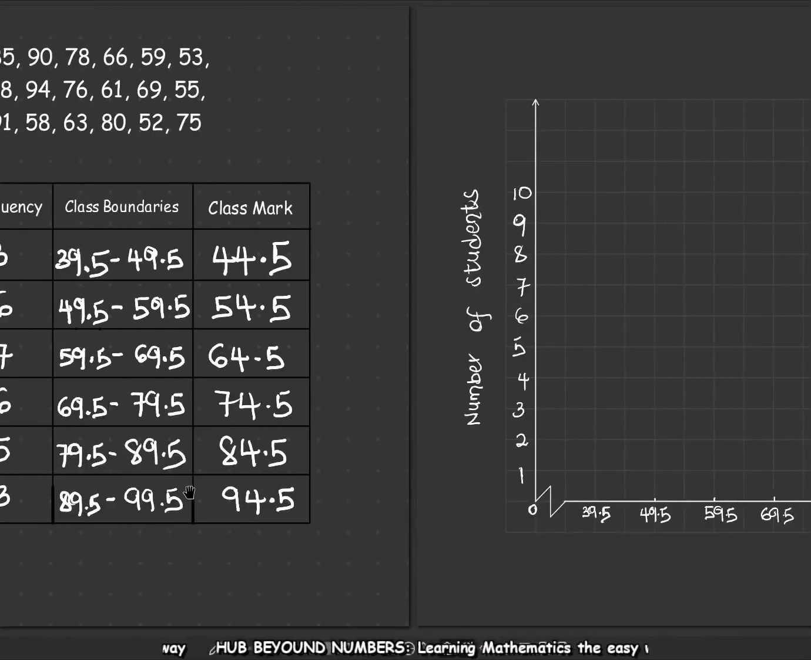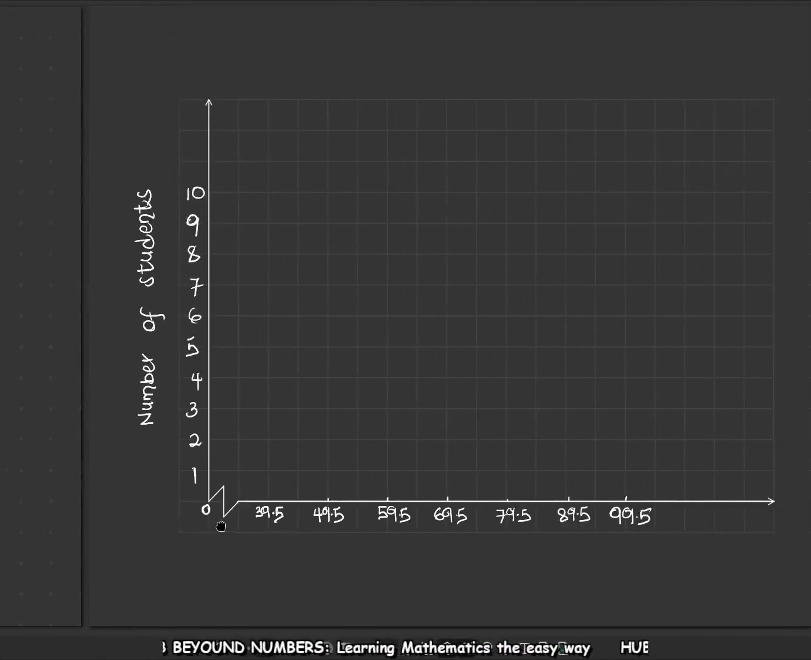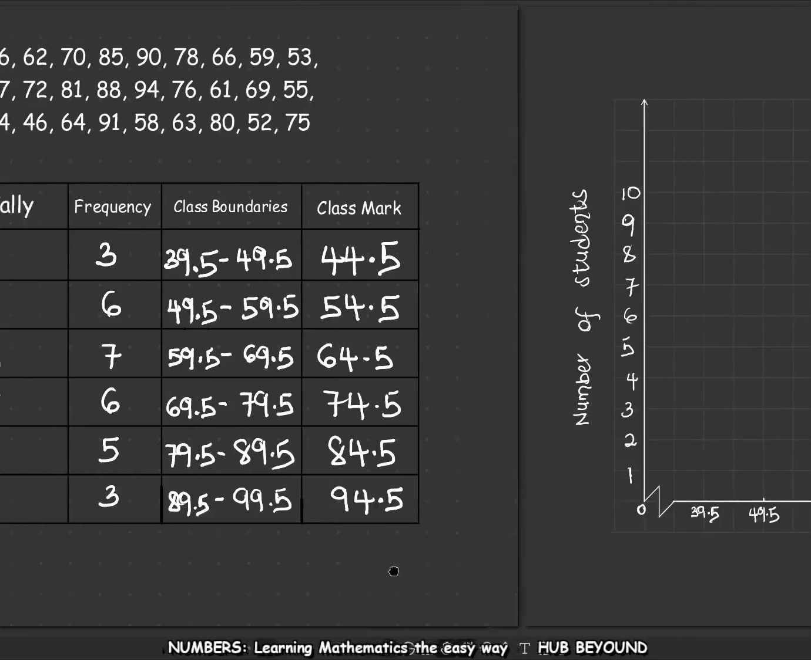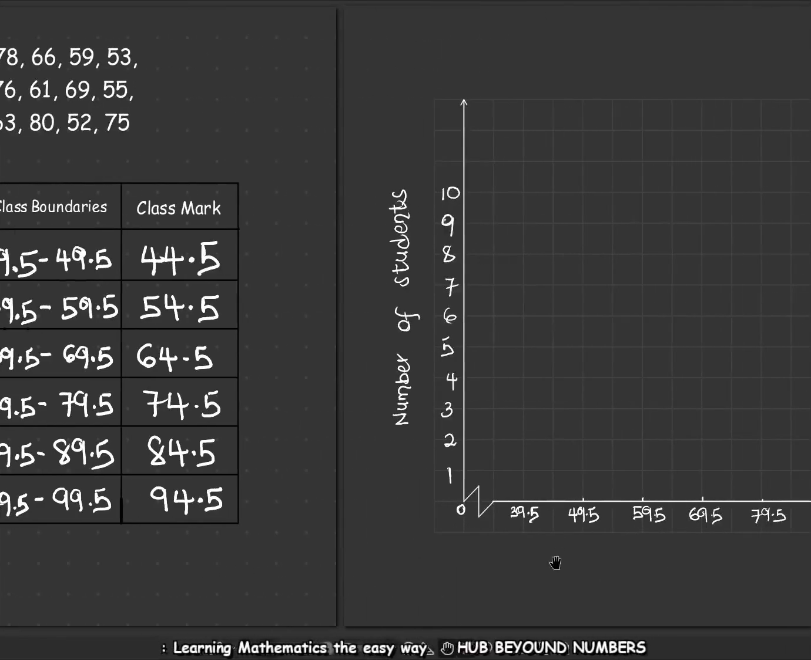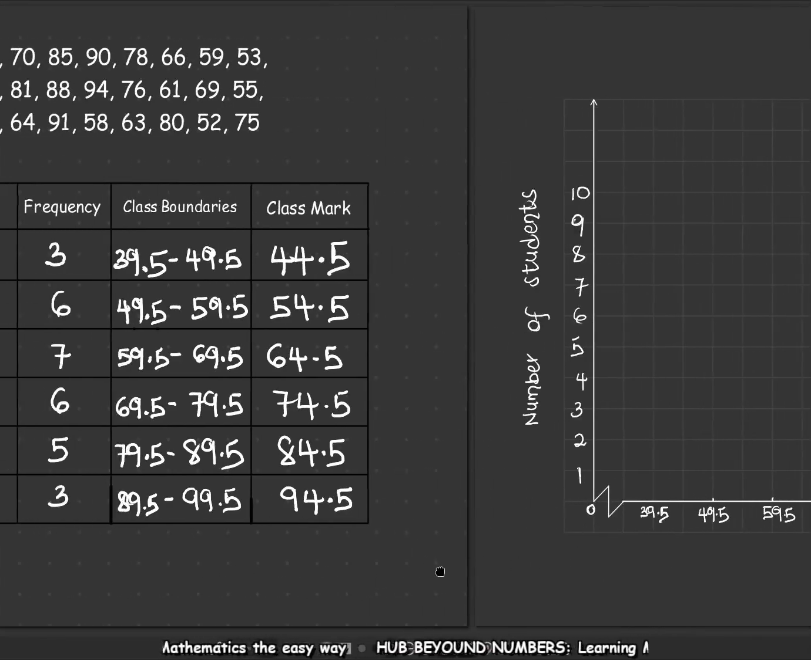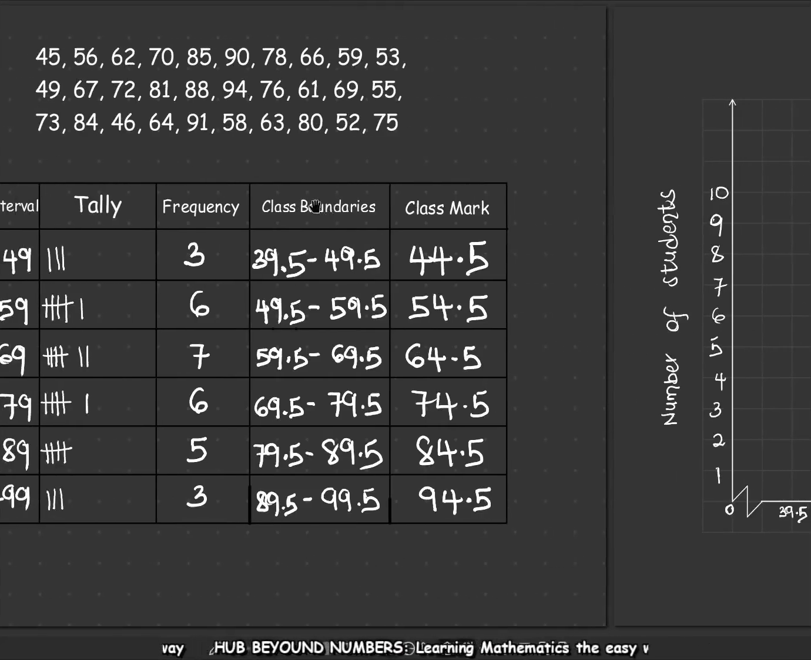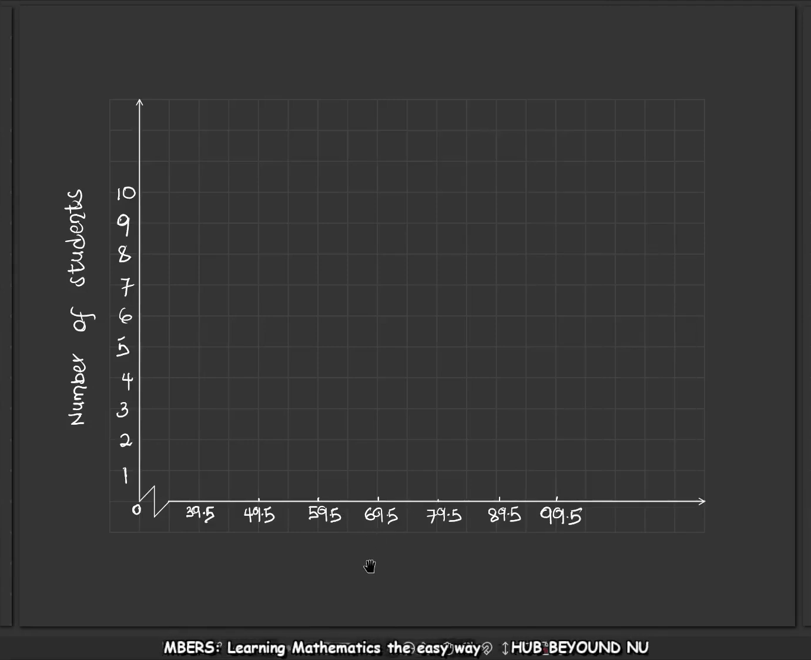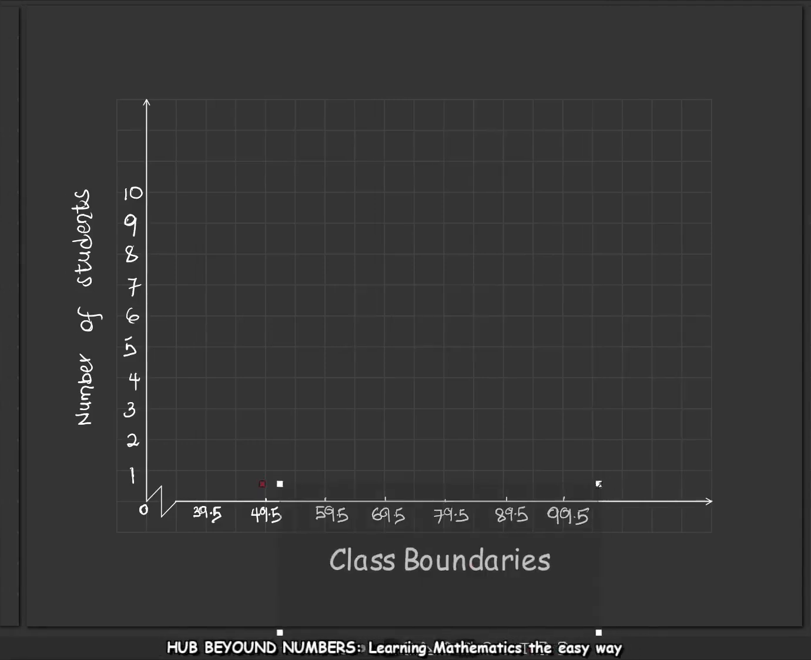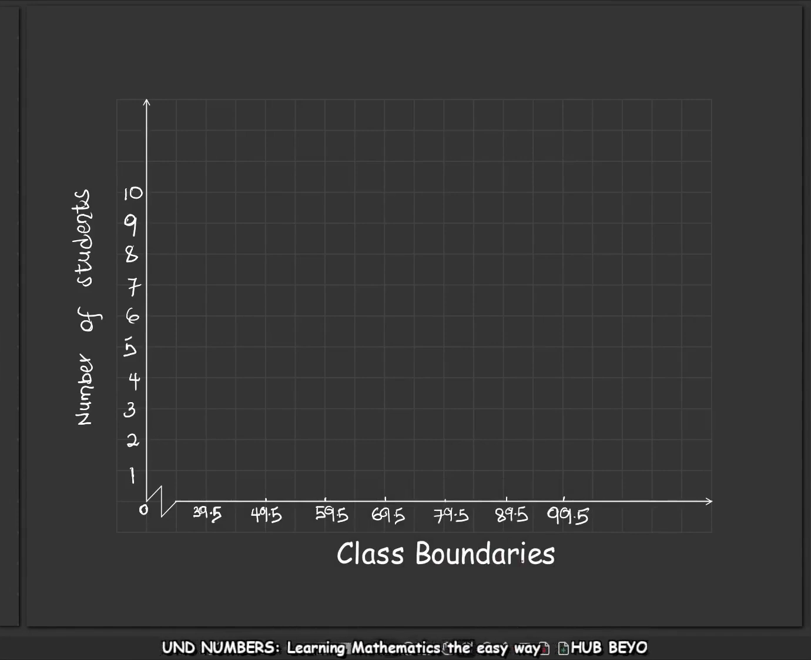Right? So now that we have everything, let's label the X as well. So this time around, we're using class boundaries. Right? We are using class boundaries. So I'm going to get the class boundaries from here, and I'll just come and then put it right here. So I've labeled my axis. I have my class boundaries here, and then the number of students over here. Now what is left is for us to what? Plot our bar or our histogram.